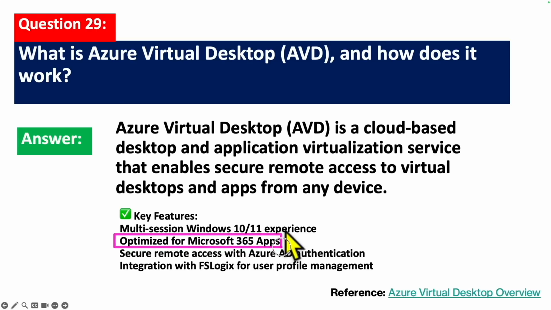The second feature is optimized for Microsoft 365 apps. This seamlessly integrates with Microsoft 365 applications such as Word, Excel, and Outlook, ensuring a smooth user experience. The third feature you can highlight is secure remote access with Azure AD or Entra ID authentication. So you can utilize Entra ID for authentication and access control, ensuring secure connection to your virtual desktop. Only the right users will be able to sign in and use Azure Virtual Desktop.